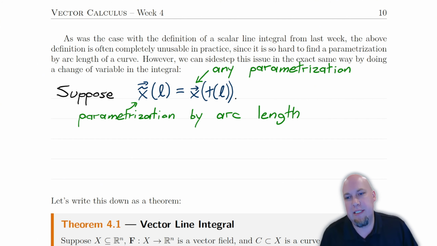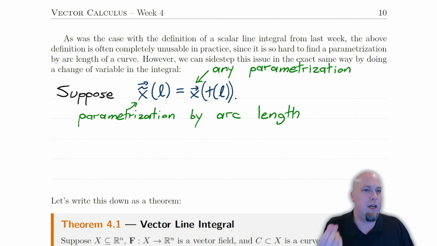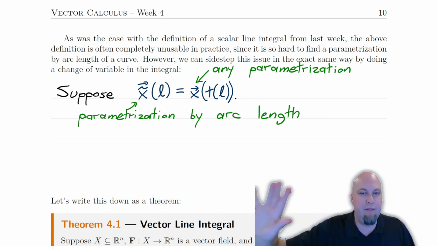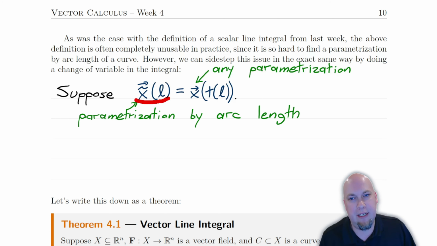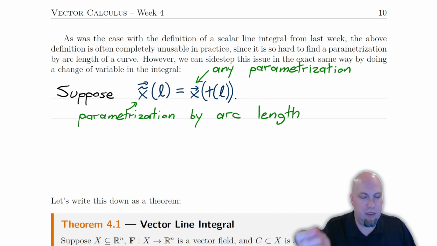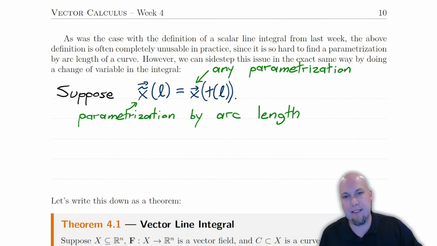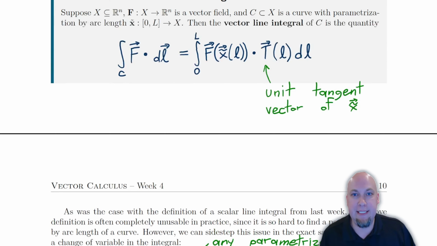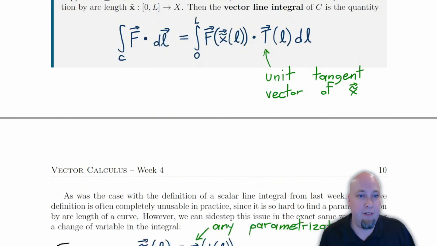So what we're going to do is say, if x tilde is a parameterization by arc length, I can think of that as coming from some other path, some other parameterization that's not necessarily by arc length. This is stuff that we did back in lecture video 5. If I have any path, I can turn it into a parameterization by arc length via this. I figure out how time and length along the curve relate to each other, and I do this sort of substitution.